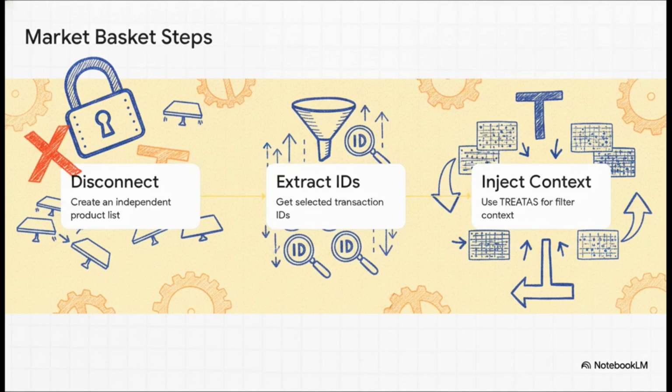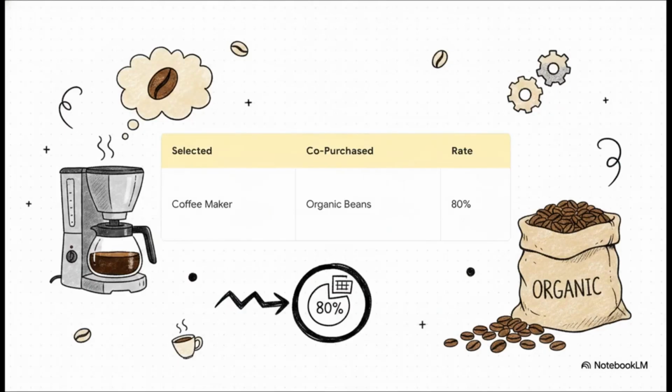Step 1, we create a table, let's call it filter product, that has absolutely zero physical relationship lines connecting it to our sales data. It's totally independent. Step 2, we write a DAX measure to extract the transaction IDs tied to the product selected on our new disconnected slicer. And finally, step 3, we bring in the TREATAS function to dynamically inject those transaction IDs back into our primary sales table as a filter context. What this does is it bypasses standard filtering entirely and forces the report to display all the other items that share those identical transaction IDs.